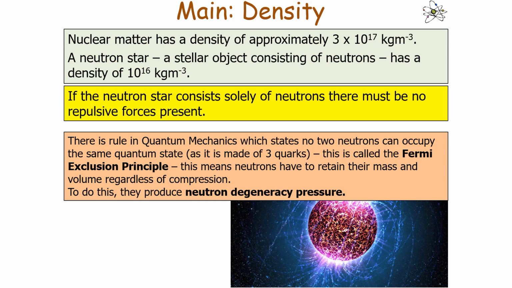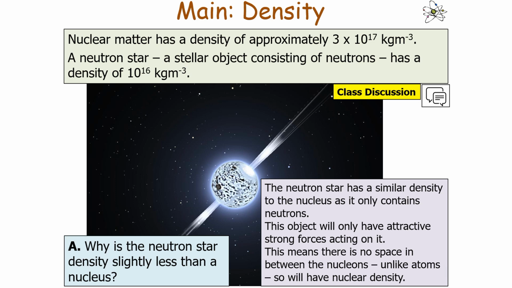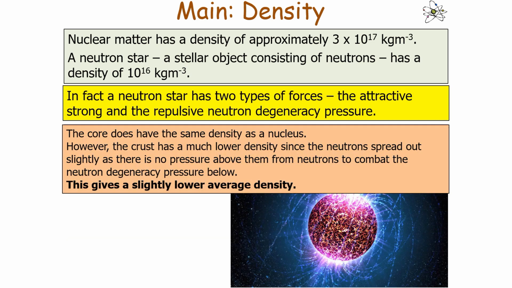But you might have noticed that actually the neutron star density is slightly less than the density of the nucleus. So why is that? Well, the reason is that the core does have the same density as the nucleus. However, the crust of a neutron star has a much lower density, since the neutrons spread out slightly because there's no pressure above them from the neutrons to combat the neutron degeneracy pressure beneath them. So this gives you a slightly lower average density, which is why it's slightly less than 10 to the 17 kilograms per meter cubed.